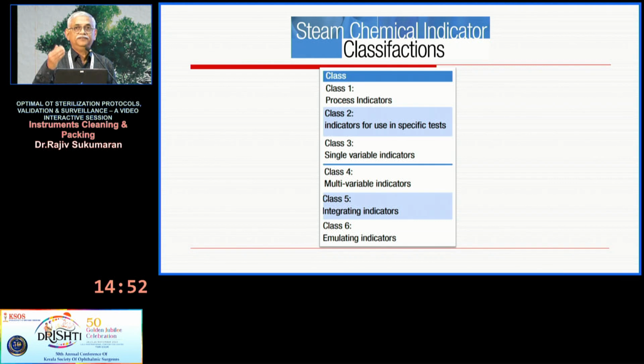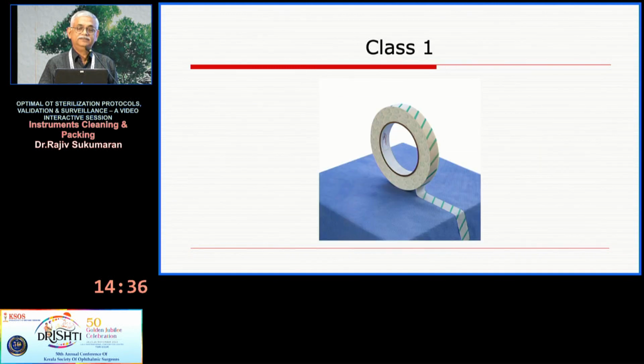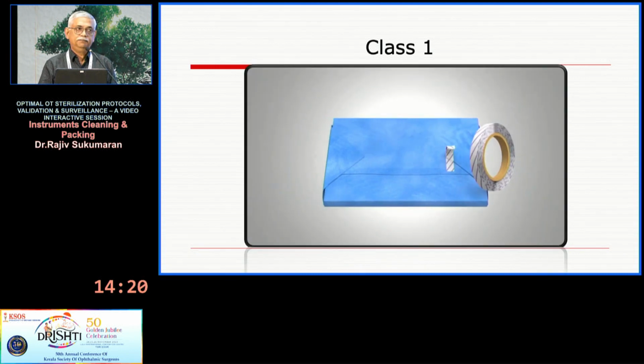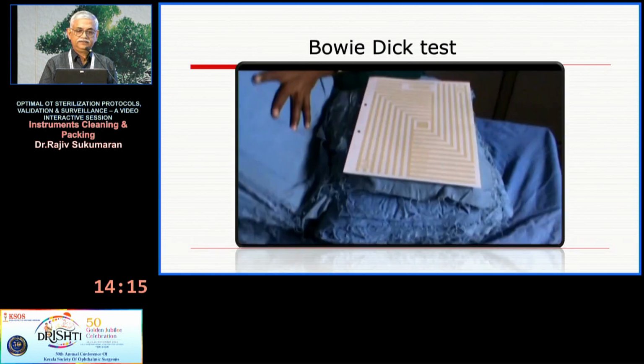So the indicators are classified into class 1 to class 6. We use class 1, class 2; 3 and 4 are usually used for industrial purposes like in chocolate factories, food factories and all. 5 and 6 again we use. This is class 1. Class 1, what does it say? That particular set has gone into the autoclave and come out, or sterilization has happened. It doesn't say whether it is perfect or not. So it is usually used to stick on top of the pack like this. So that is class 1.